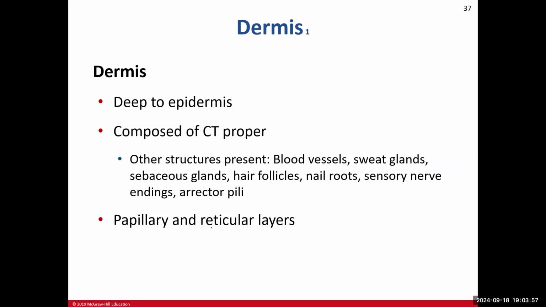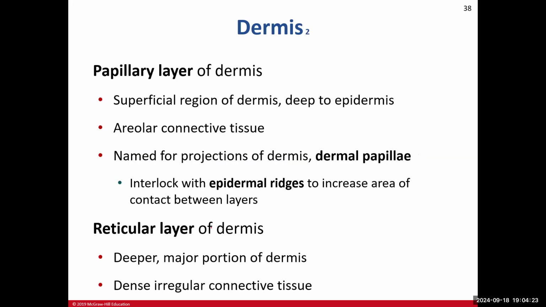All of those tissues are going to be found in the dermis. And so our two layers: the papillary layer, which is the more superficial layer, the thinner layer, right? And then we have the reticular layer, which is going to be the deeper layer, and that's going to be the thicker layer. That's where you're going to find most of these structures that I just mentioned, predominantly in the reticular layer there.